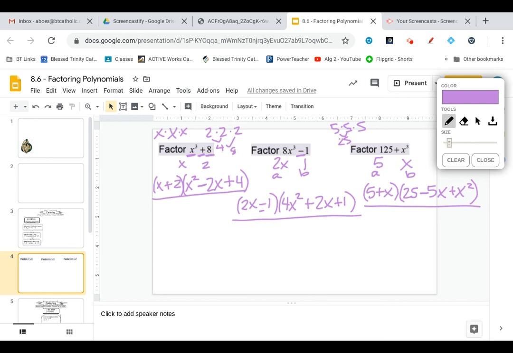Okay, I'm going to end this video. I want you to do the Delta Math. That is the sum and the difference of perfect squares.